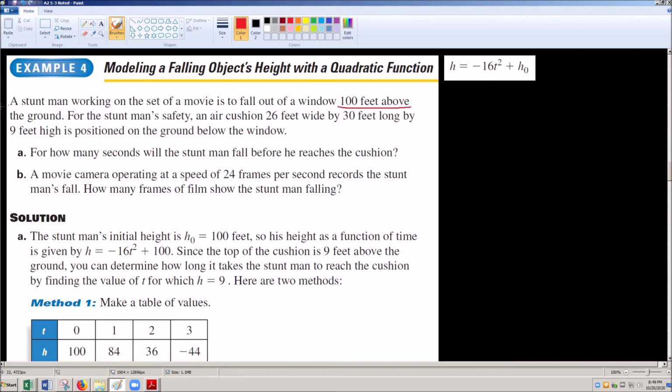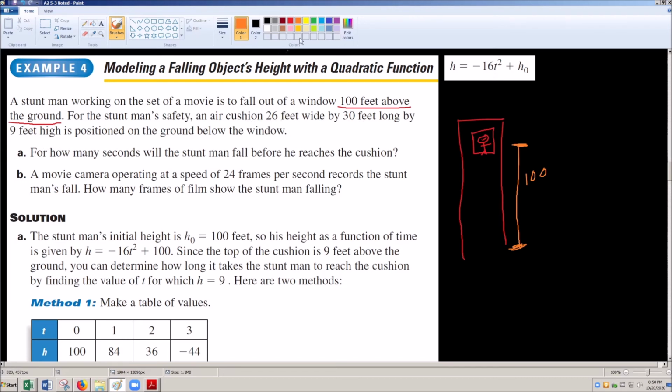We have 100 feet above the ground is where this stunt guy is going to fall from a window, so I can help by drawing a picture. Here we have our building. Here's the window. There is our little stunt dude with his little stunt face. And now we have a stated height here of 100. He's going to jump down to a cushion, which is 26 feet wide, which is not important to me, but it is 30 feet long, also not important to me, but it is also 9 feet high. That is important to me.